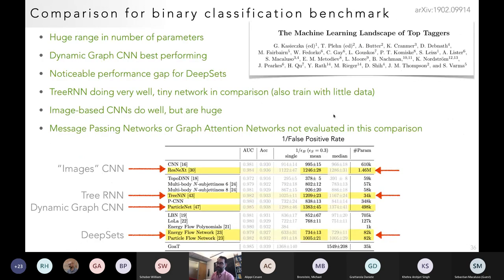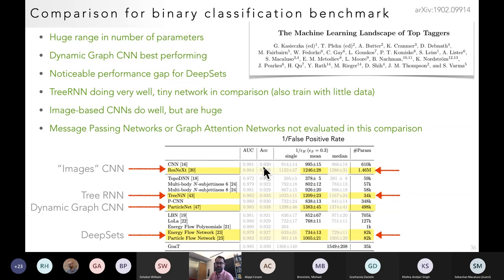A benchmark comparison was done. Here's the paper that was written. My postdoc, Sebastian, had a major role in bringing all this together. What was nice is that we got the community together and said, let's take our fancy algorithms and run them on the same benchmark and see what happens. And here's a table. In the top row are image-like approaches. Then there's a deep sets approach down here at the bottom. There's this dynamic graph convolutional neural network here. And then there's this tree-based approach that I talked about.